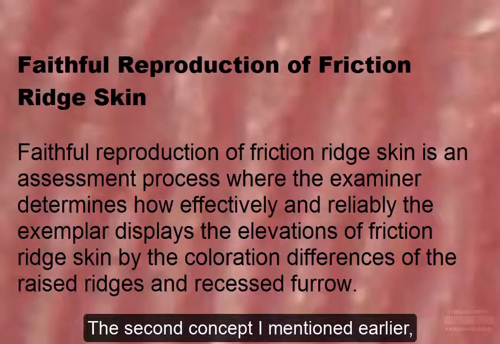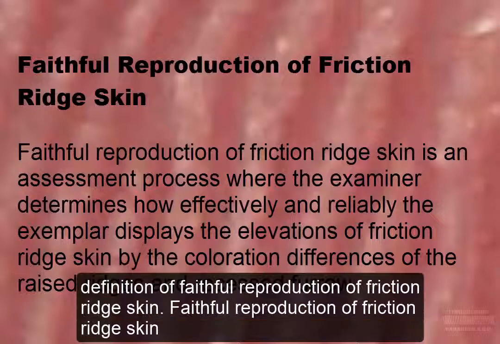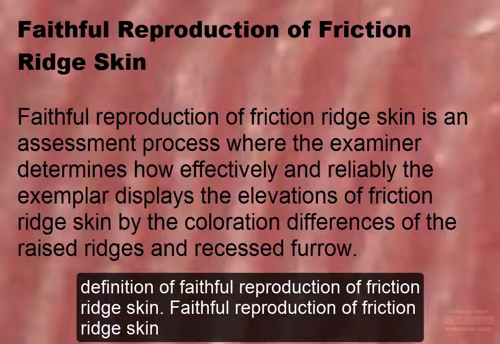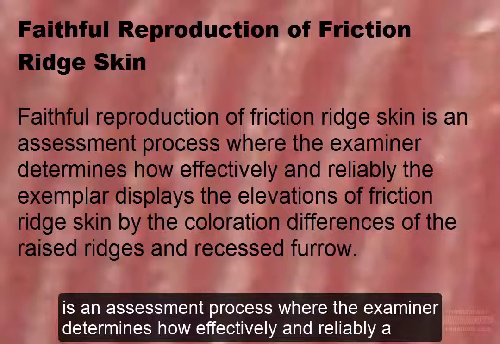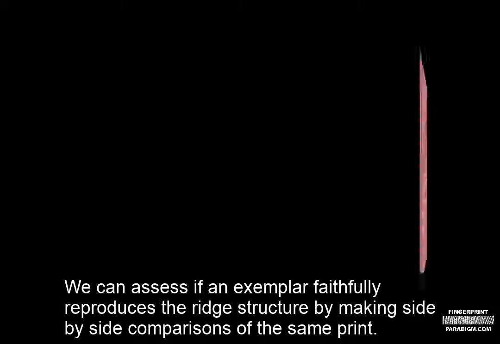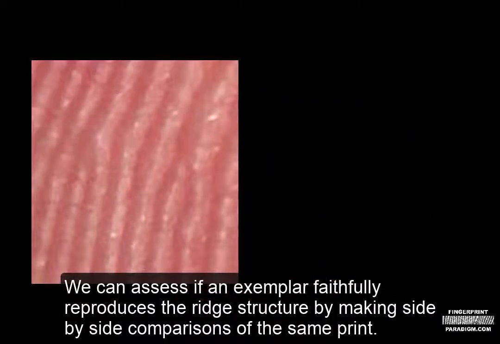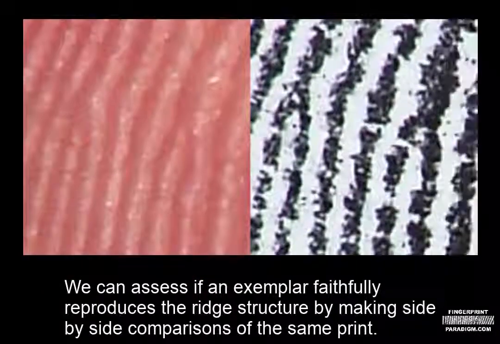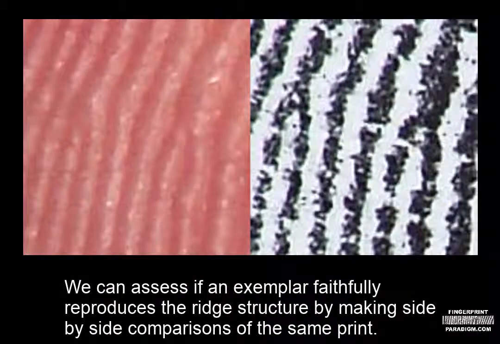The second concept I mentioned earlier, definition of faithful reproduction of friction ridge skin. Faithful reproduction of friction ridge skin is an assessment process where the examiner determines how effectively and reliably the exemplar displays the elevations of friction ridge skin by the coloration differences of the raised ridge and recessed furrows. We can assess if an exemplar faithfully reproduces the ridge structure by making side-by-side comparisons of the same print.